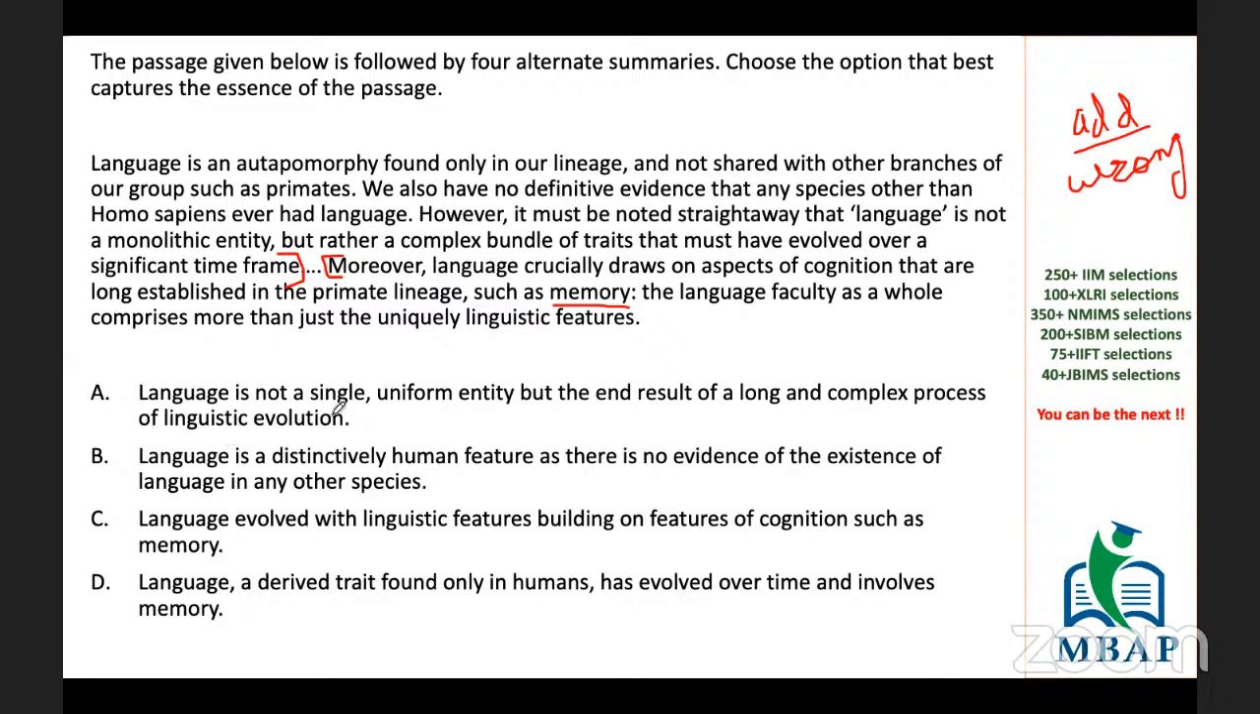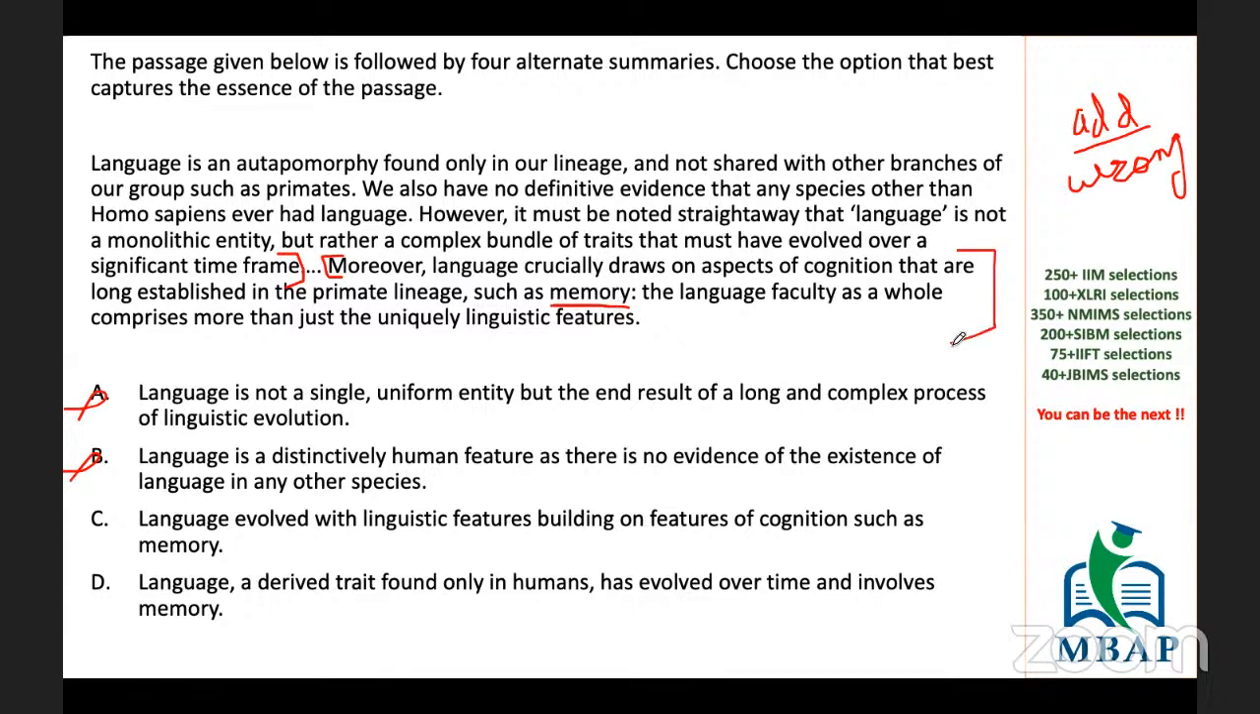Second, language is a distinctively human feature as there is no evidence of the existence of language in any other species. Again, I'm not saying that it is fully capturing the essence of the first part. It is a little vague also, and moreover, the strongest reason is that it is again not containing the information related to memory. So I can easily eliminate both the options, first and second, on the basis that the memory feature is not given. It means half of the paragraph is not covered.